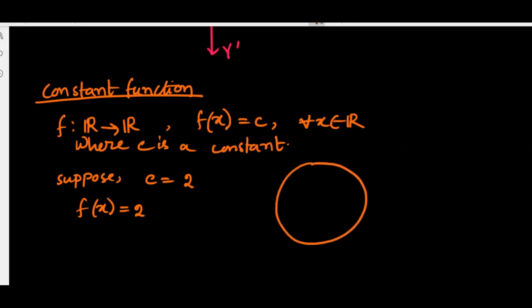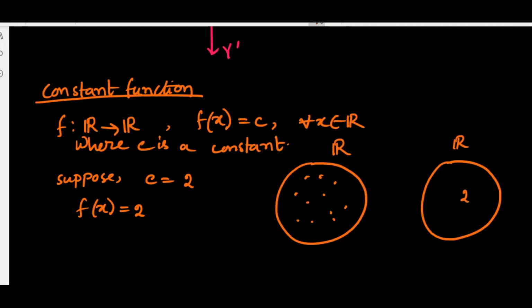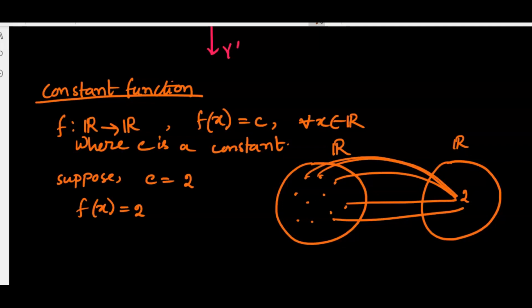If we draw this, this is our domain, the set of all real numbers, and this is the range, the set of all real numbers. These are some points of this domain, and this is 2 in the codomain. So all these points in the domain go to 2. Every point in the domain goes to 2. So this is the constant function.